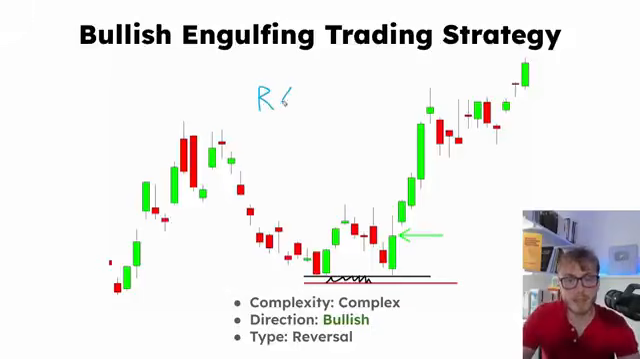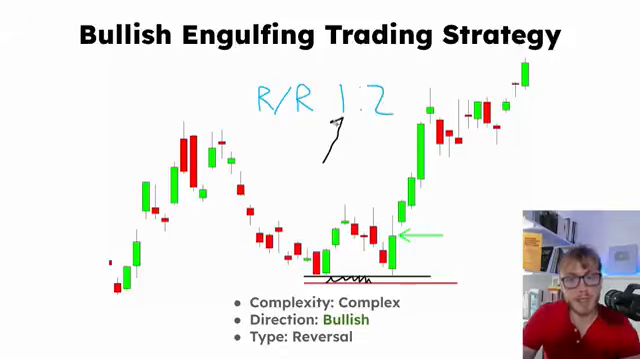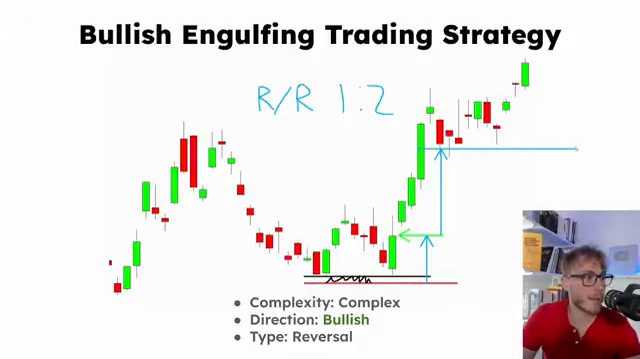A risk to reward ratio tells us how much we gain compared to how much we lose when we take the trade. So for example, a risk to reward ratio of 1 to 2 means that we risk $1 for every $2 in profit. Or in other words, the distance here from the stop loss to our entry point should be half the length of the distance up to the profit target. So in this case, our profit target would be around here.